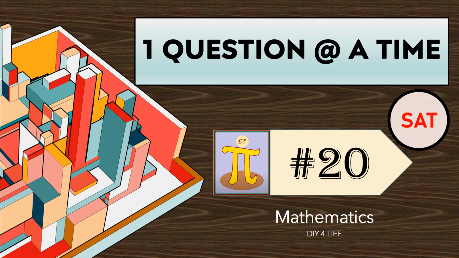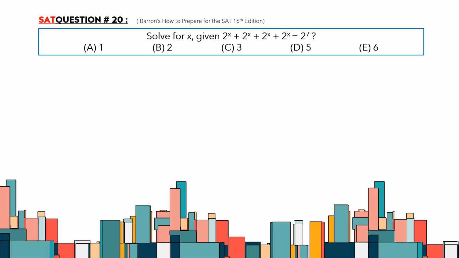Question number 20. Solve for x given 2 to the power of x plus 2 to the power of x plus 2 to the power of x plus 2 to the power of x equals 2 to the power of 7.